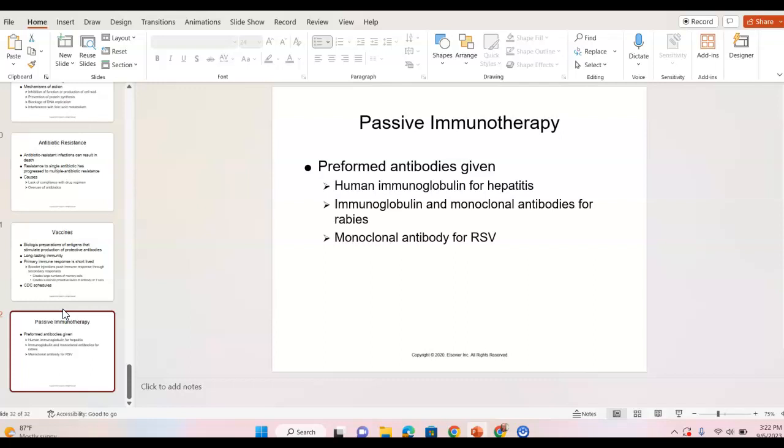And then passive immunotherapy, and this is becoming more and more prevalent, with preformed antibodies for people that are, you could see, working for hepatitis, rabies, which I think has bettered the treatment of rabies, and then RSV. They're trying to work on that. I believe they're also working on a vaccine for RSV, or it has come out. I don't do drugs, so I can't really tell you about that. But I believe I saw that somewhere in my studies.